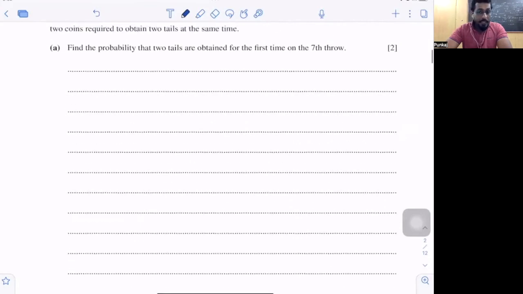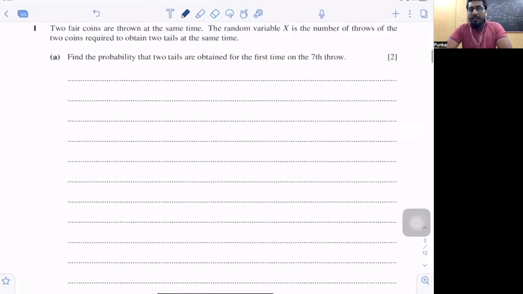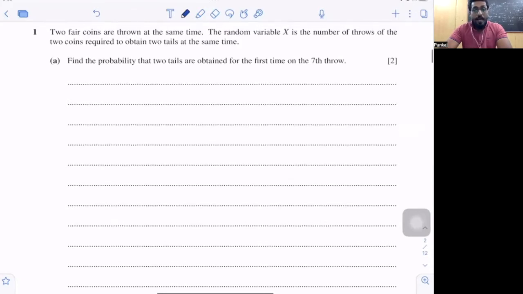Now, before I start solving the question, have you recognized where this question belongs? Which topic is it from? If you have identified it, that's very good. And if not, let's try and understand where this question is actually from. The question says that two fair coins are thrown at the same time. So that's your trial, right? That's your random experiment. You are tossing two coins at the same time.